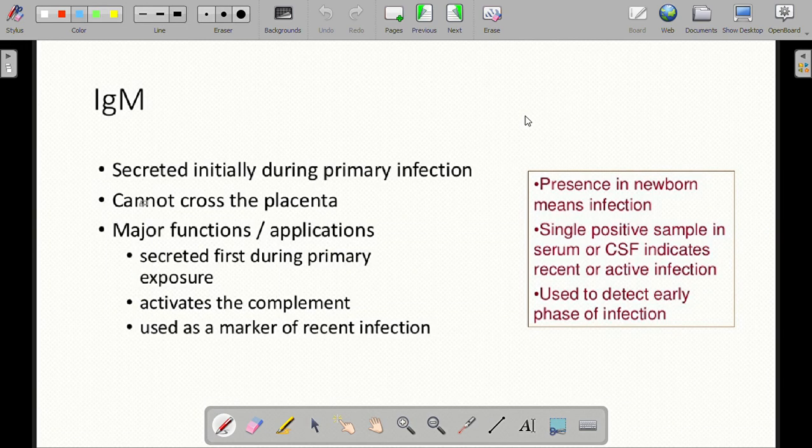Now what about IgM? It is secreted initially during the primary infection and cannot cross the placenta. Its major functions are secretion during primary exposure, activating complement, and use as a marker for recent infection. So if you have any recent infection, its level will always rise. Presence in a newborn means infection. A single positive sample of serum or CSF indicates recent or active infection, and is used to detect the early phase of infection. So in the early phase of infection, a high amount of IgM will be seen.